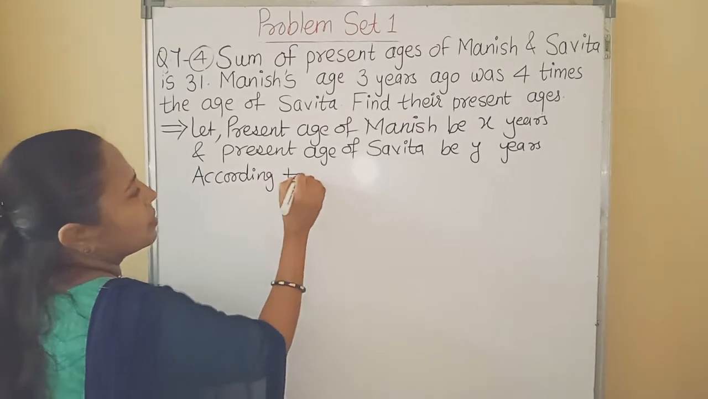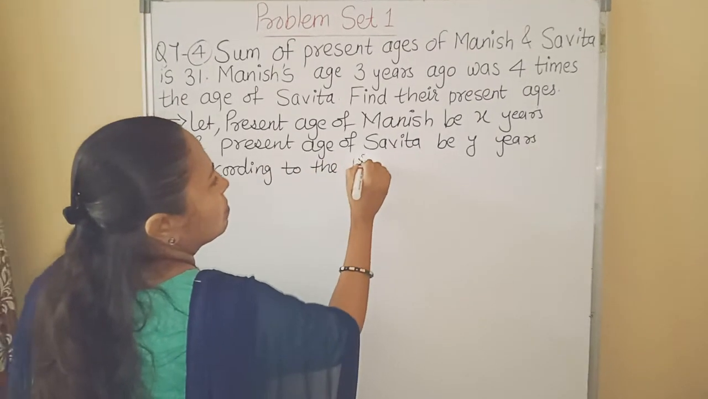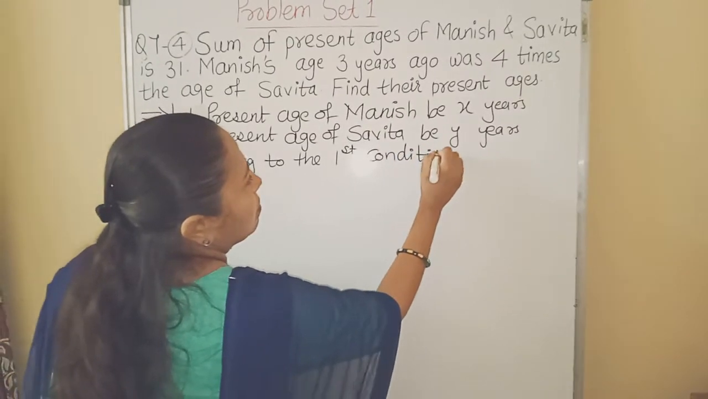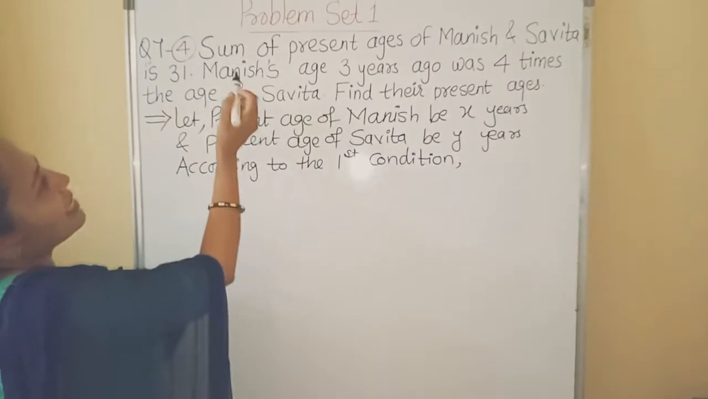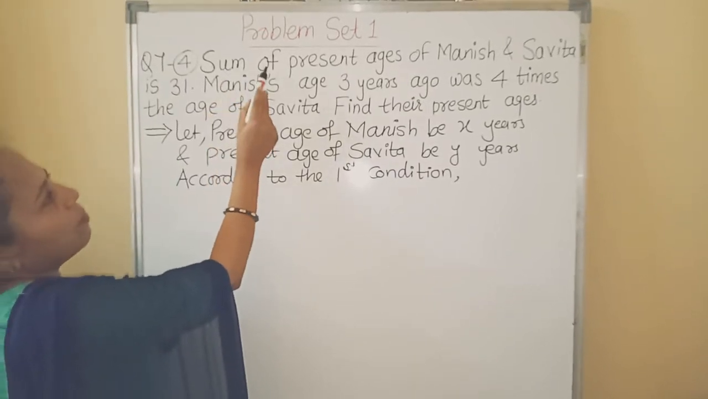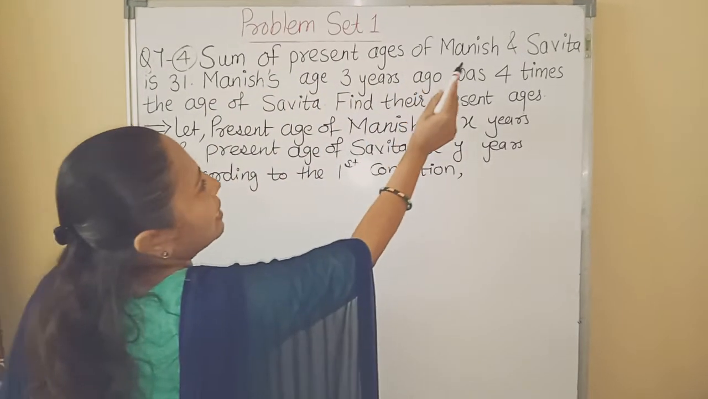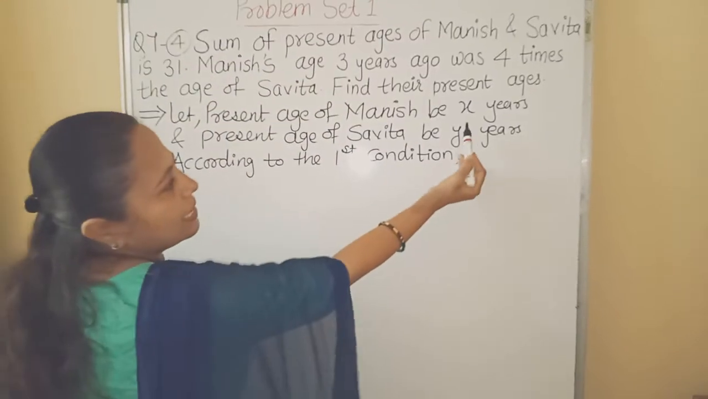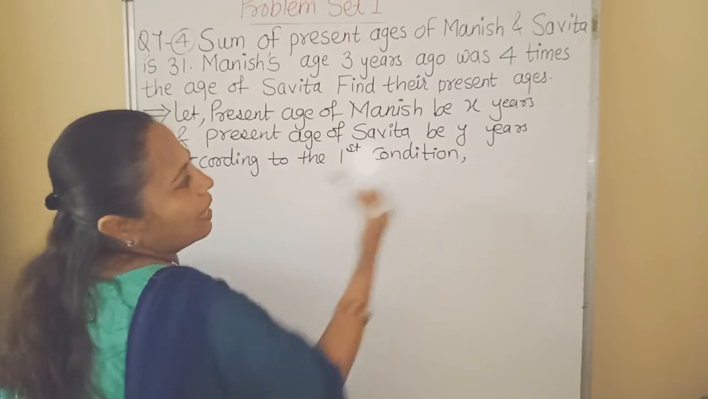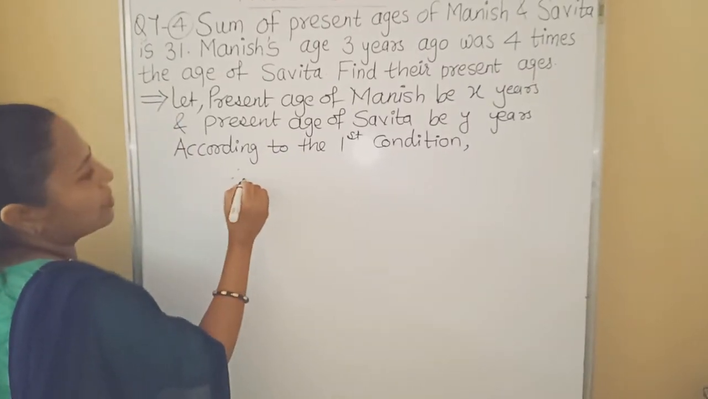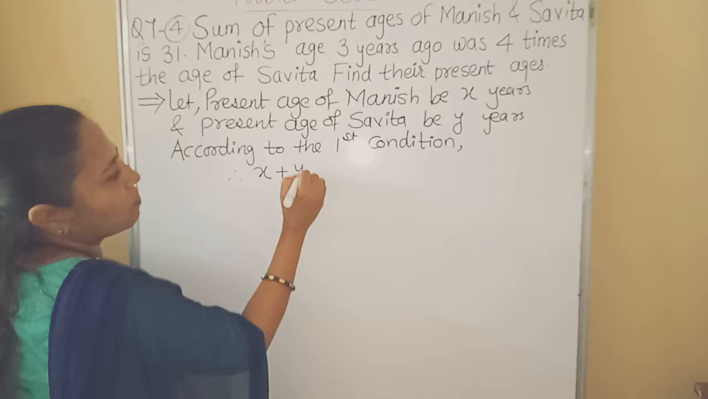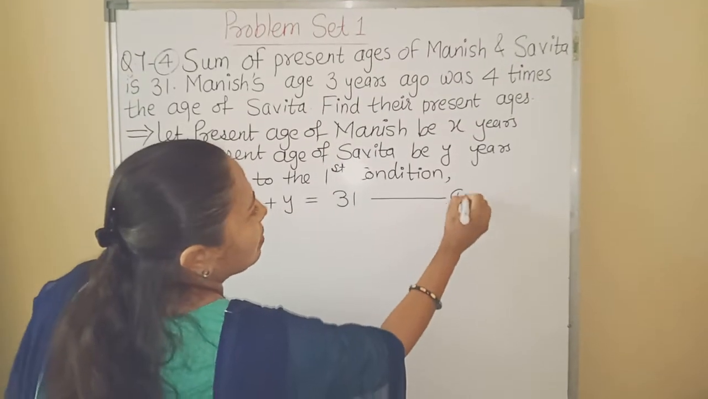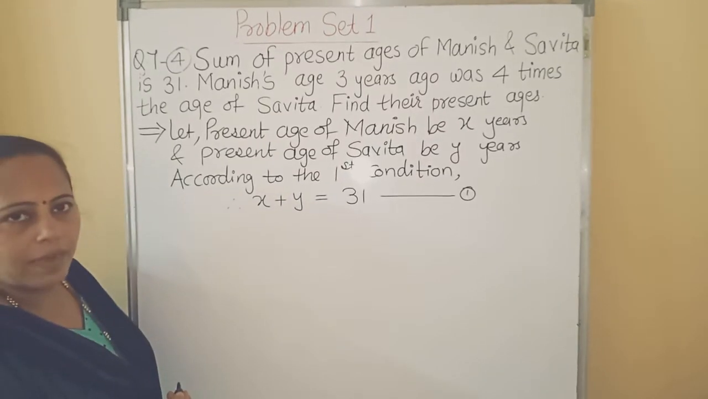According to the first condition, sum of present ages of Manish and Savita is 31. And we assume their present ages are X years and Y years. So our first equation is X plus Y equal to 31. This is our equation number 1.